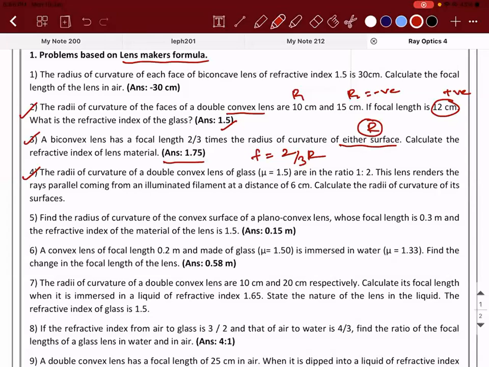So 1 by f, that is 3 by 2r, is equal to mu minus 1 into 2 by r. So r and r will get cancelled. Mu minus 1 is equal to 3 by 4. So mu is equal to 7 by 4. 7 by 4 is 1.75. Did you understand what I did? Yes, sir.